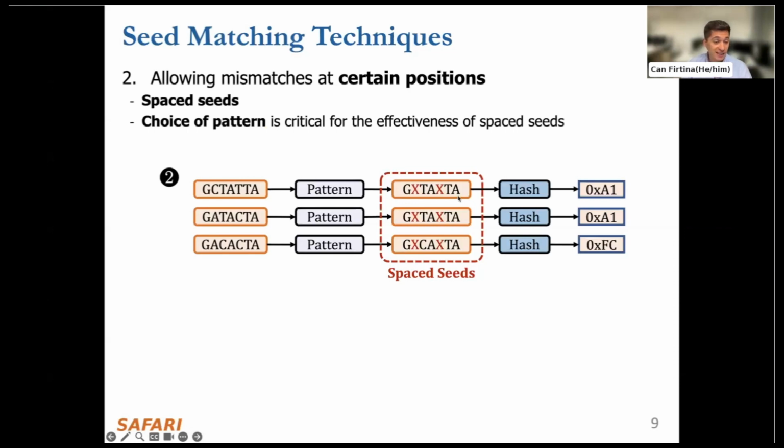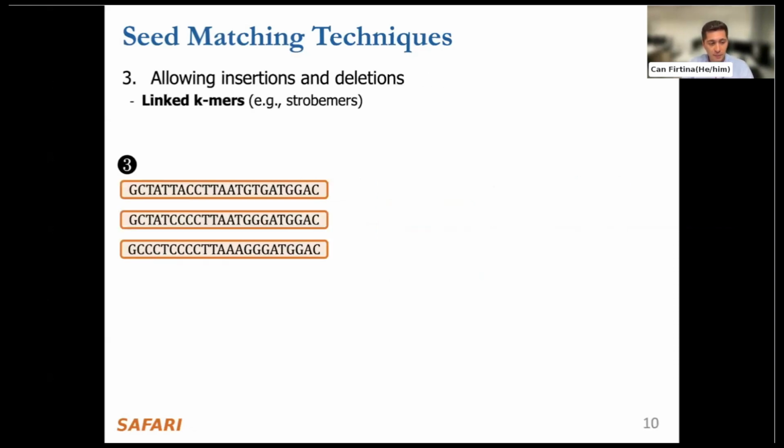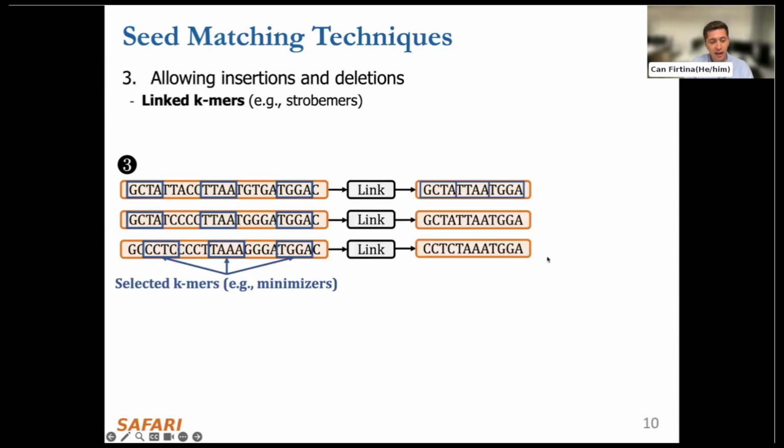So here the choice of pattern is critical for the effectiveness of the space seeds. Furthermore, we can also allow some insertions and deletions when matching the sequences to each other. For example, we can use a seeding technique called link k-mers or stopmers. And the idea here is that instead of matching these sequences to each other directly, we can select some of these k-mers within these sequences. For example, we can use minimizers to identify these k-mers, and then we can link these selected k-mers to construct a new sequence. So we call these sequences that we generate stopmers.